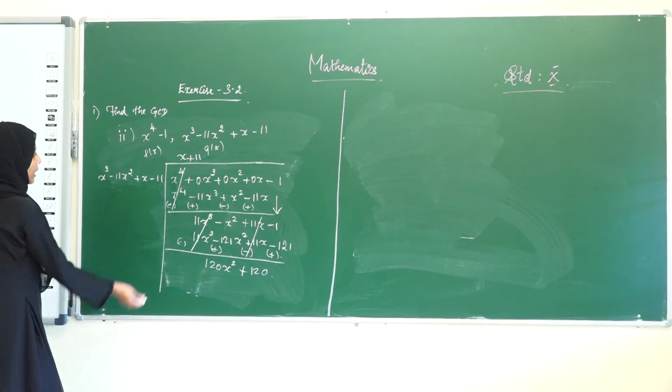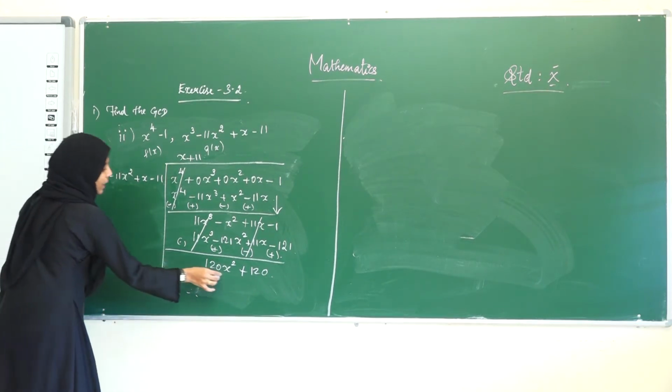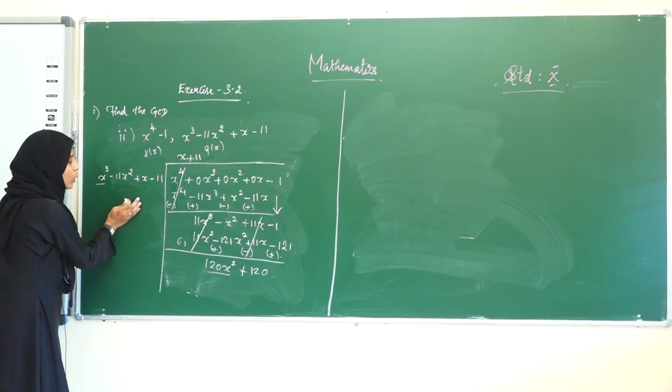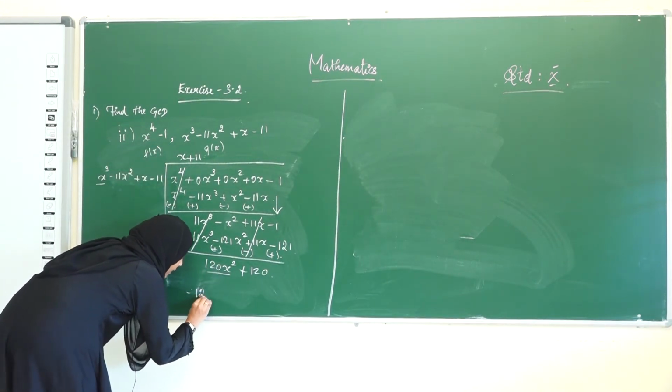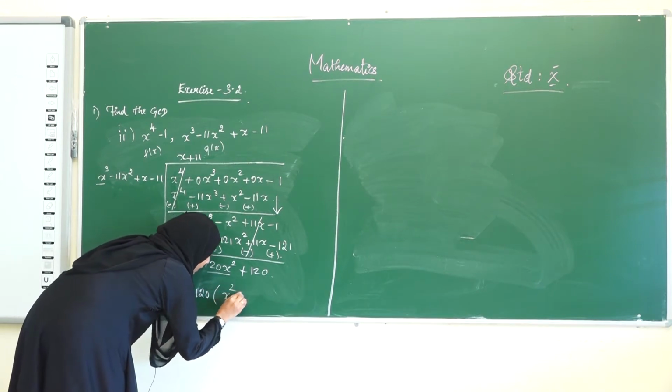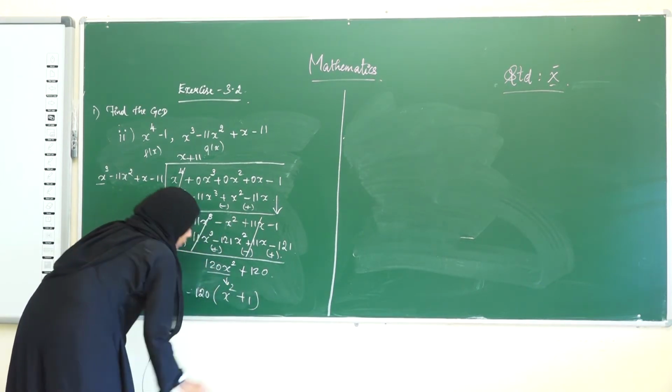Okay guys, see the first term, here it is x cube and here it is x cube. Shall we continue the division? No, we can't continue the division. Therefore, from this we can take the 120 outside, right? X square plus 1. Okay.